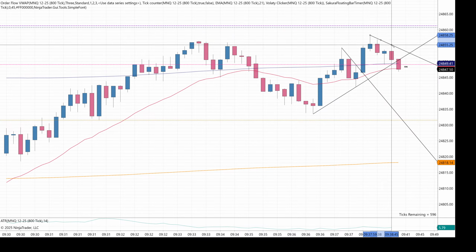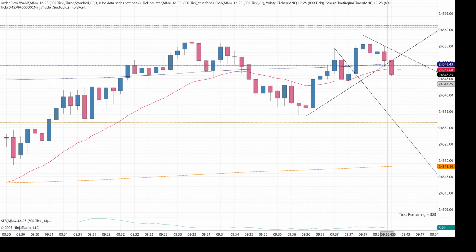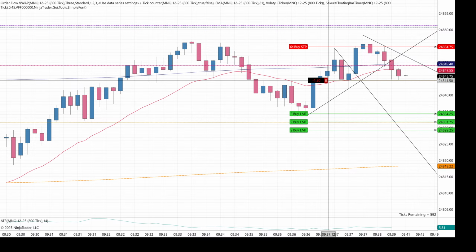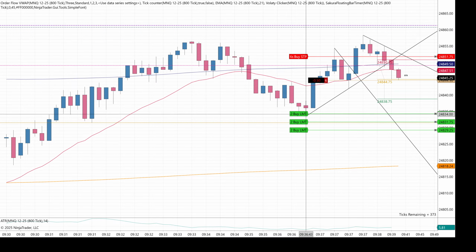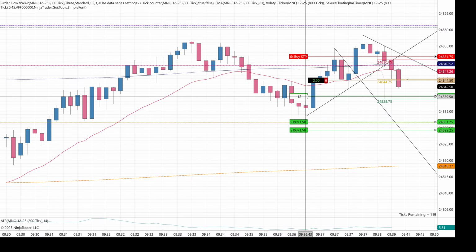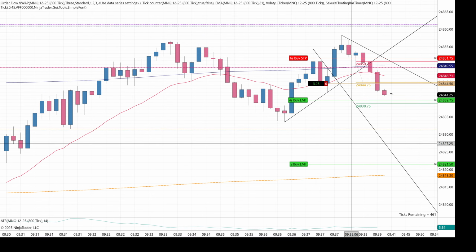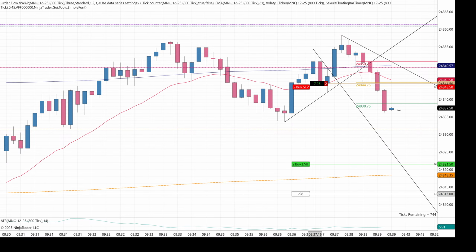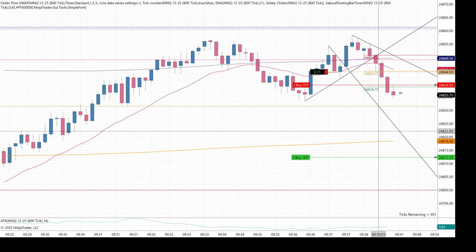Okay, now we have this new downward trend line. We have a bearish signal here that we will take. All right, it hit our first target. We have a runner now. Okay, we've locked in 5 points.